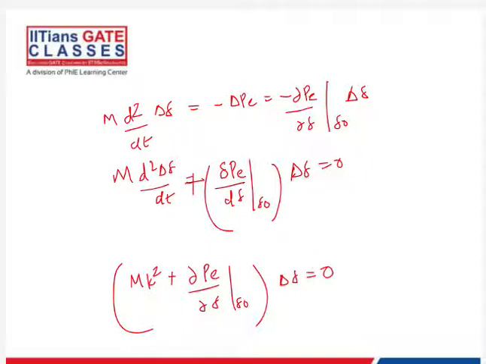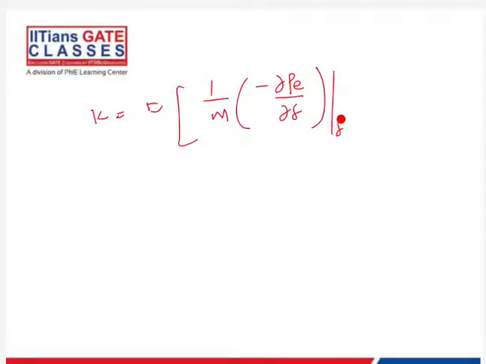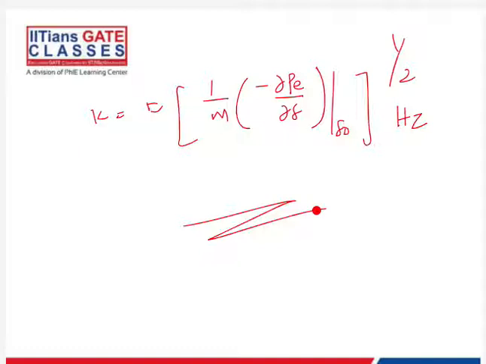If you solve this, you will get k as plus or minus 1 by m, minus 2Pe by rho delta, delta 0 is to by 2, right? So this is the frequency of oscillation of the system. We are asking you to find the frequency of oscillation of the system. This is the formula that we go for, right? So now let's come back to the given question.